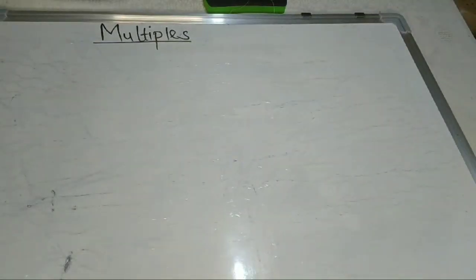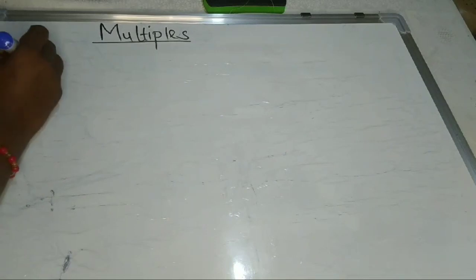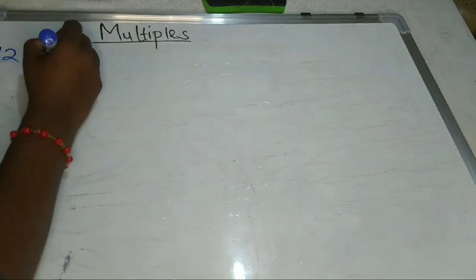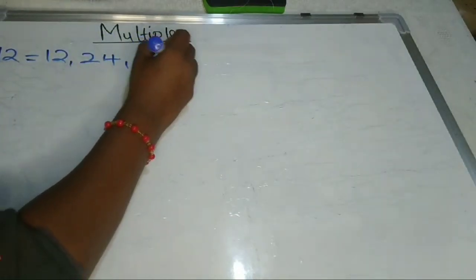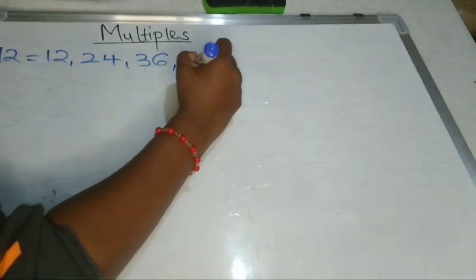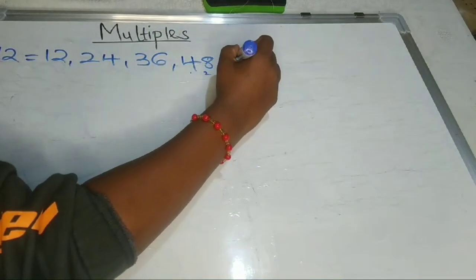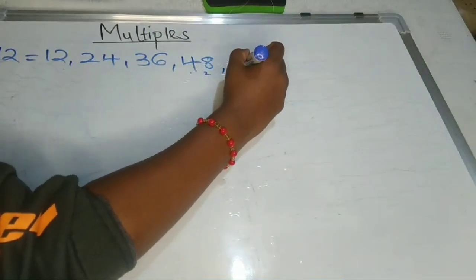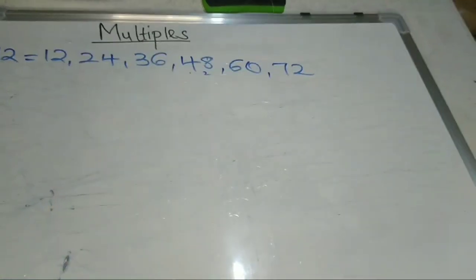On the other hand, the multiples of 12 are: we have 12, we have 24, 36, 48, 60, 72, and so on and so forth.